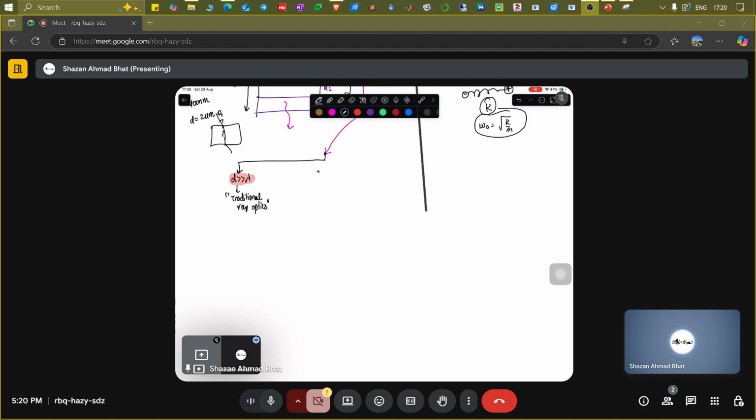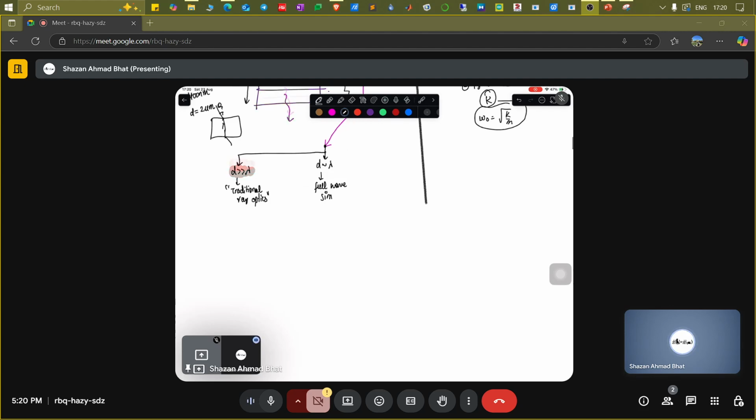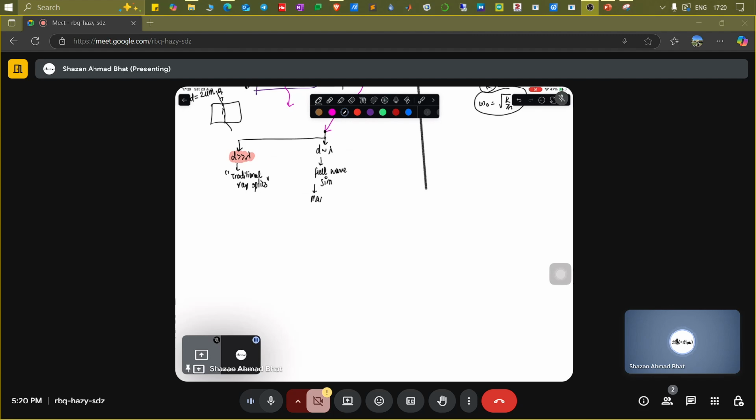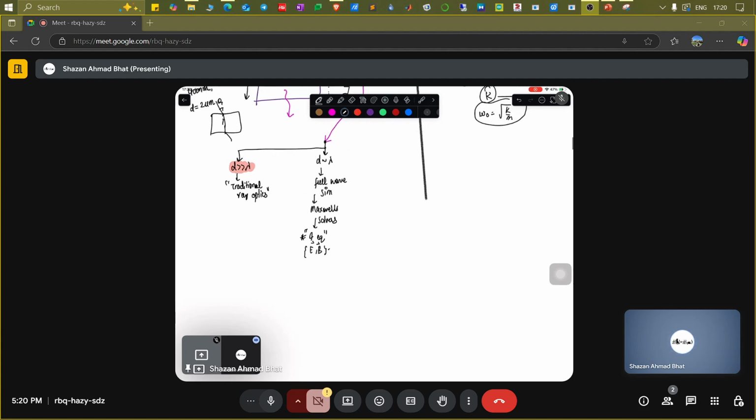But what happens if d becomes approximately equivalent to the wavelength of the light? In that case, you have to do something called full wave simulation, where you solve Maxwell's equations self-consistently using Maxwell solvers. You need to solve all four Maxwell's equations, or whatever you are looking for, and compute the electric and magnetic field distributions in these systems.